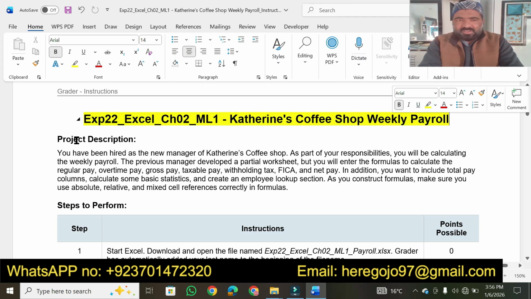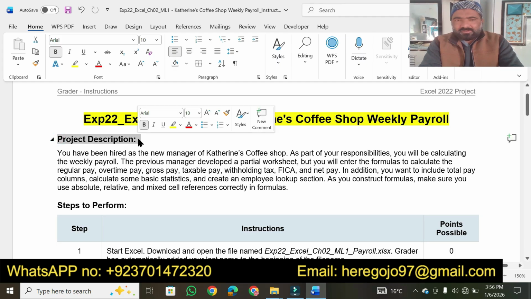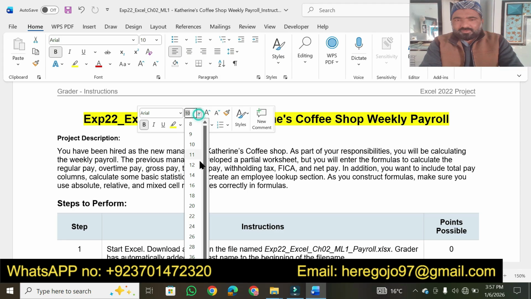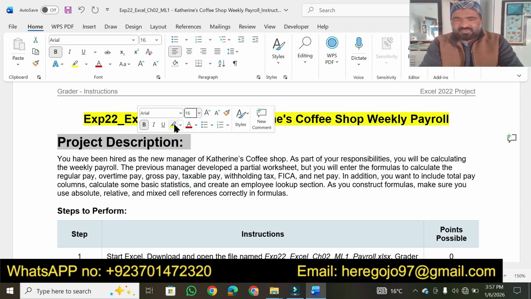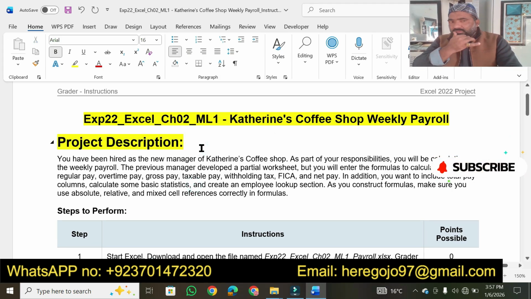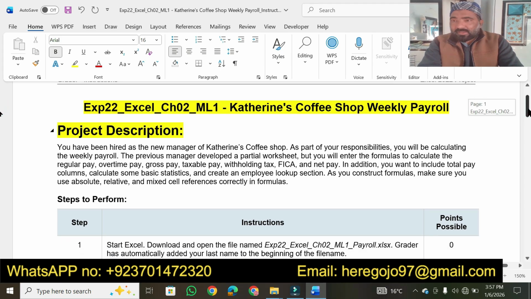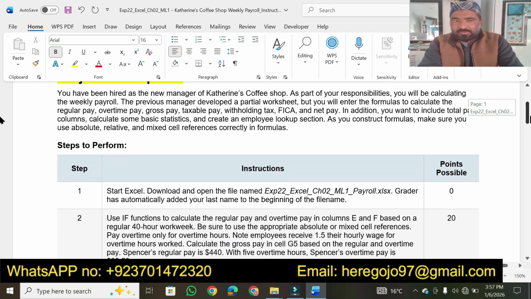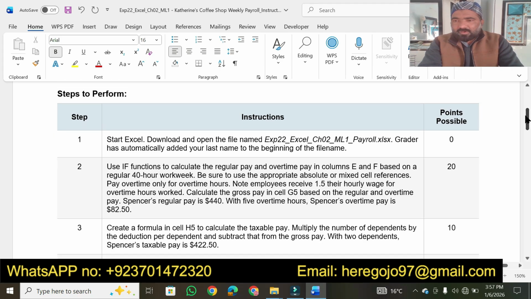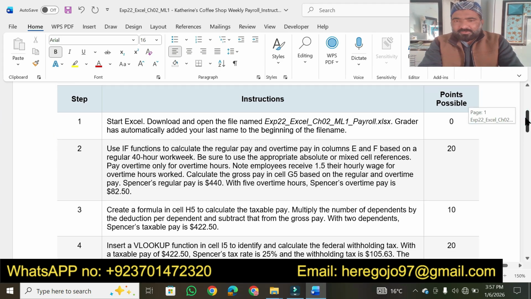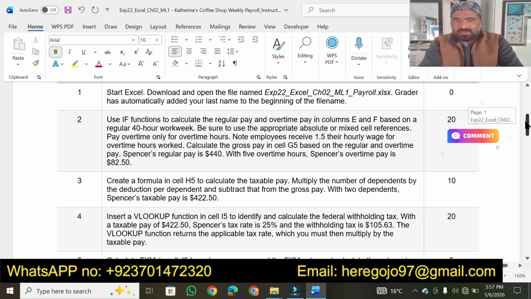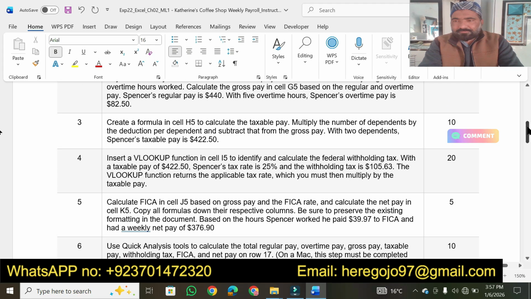Here is the project description. We will increase its size so it is visible, and change its color. We will solve this assignment step by step. You may follow me and you will get 100% marks. But before solving it step by step, let me look at the whole assignment, how many points we have in today's assignment.